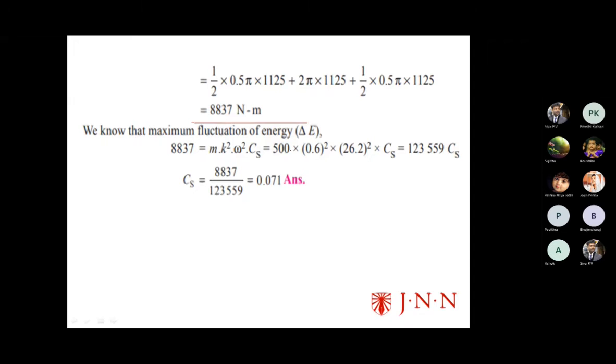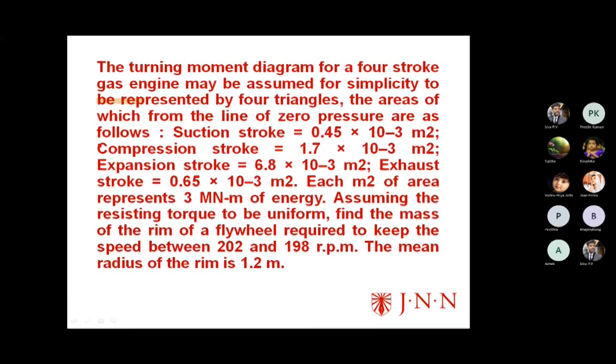So now this is the maximum energy fluctuation. Delta E equal to m k square omega square Cs, so m value 500, k value, omega value. So finally Cs equal to 0.071.